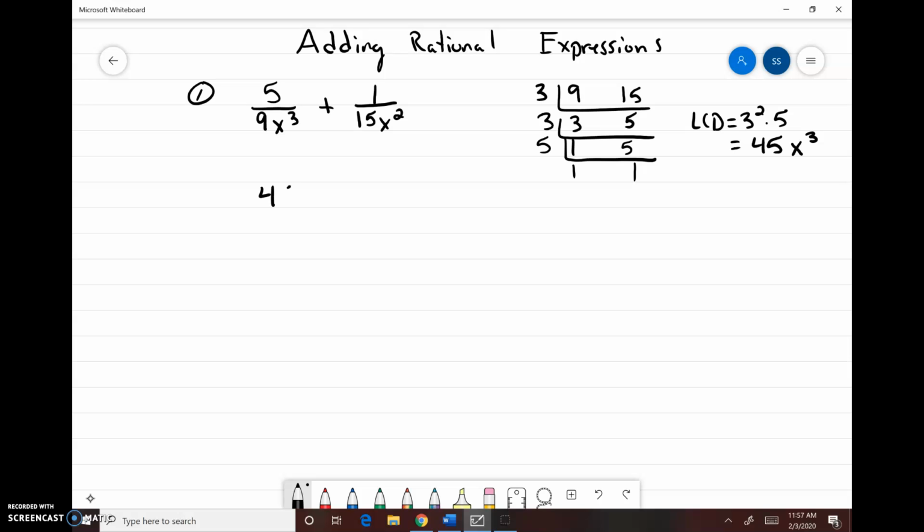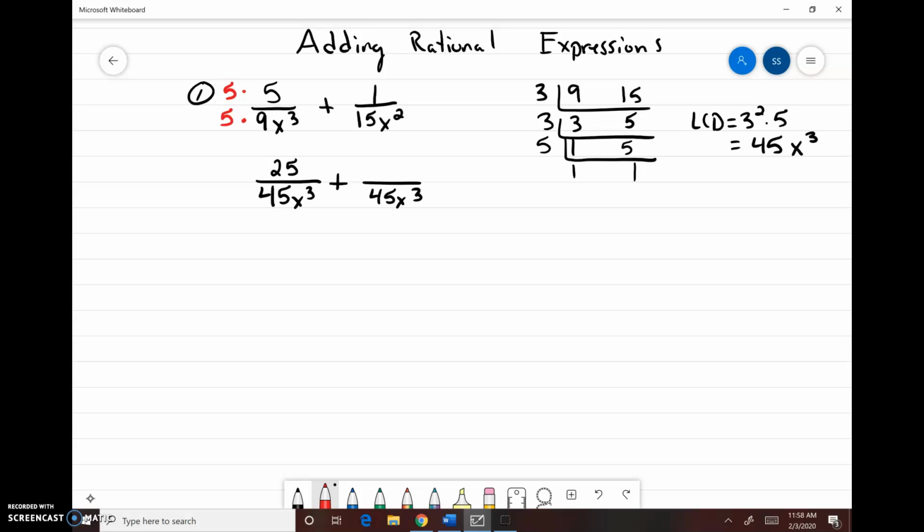So here we're going to have 45x cubed on the bottom, plus we're going to have 45x cubed on the bottom. Now, we had 9x cubed, we went to 45x cubed. So how do we do that? Well, we multiply it by 5. All right. If we multiply the bottom by 5, we're also going to multiply the top by 5. And 5 times 5 on top leaves me with 25.